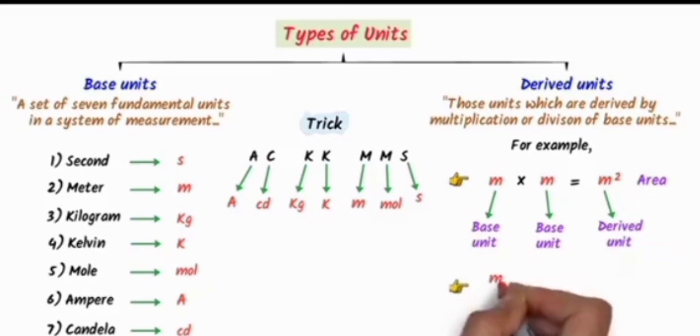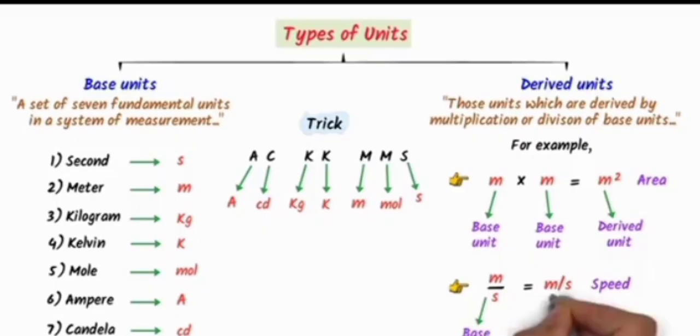Secondly, consider this meter and second. Now I divide them. I get meter per second. It is a unit of speed. We know that meter and second are both base units, while this meter per second is a derived unit because it is derived from division of 2 base units. Thus remember that derived units are those units which are derived from base units.